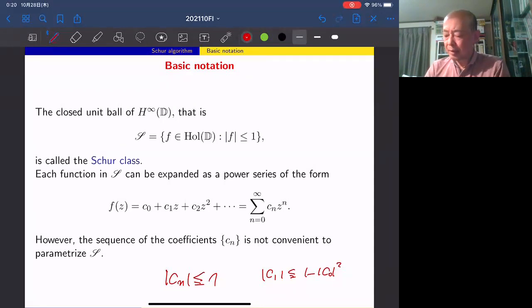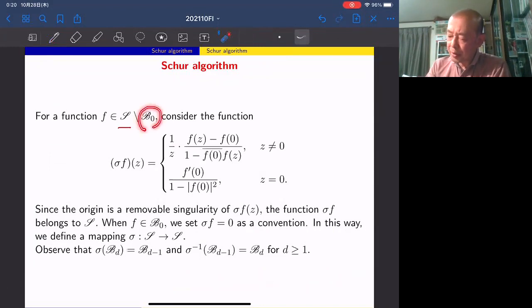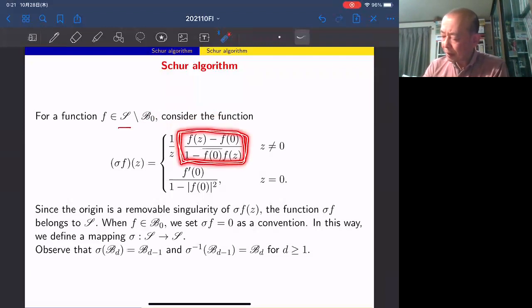And regarding this class, perhaps it is more natural to take the so-called Schur algorithm or Schur parameters. Okay, so for function f in this class, but not the unimodular constant, we exclude this for a moment, and then we consider this function. So first we take this sort of, in some sense, this part is f post-composed with a suitable disk automorphism, so that the 0 goes to 0.